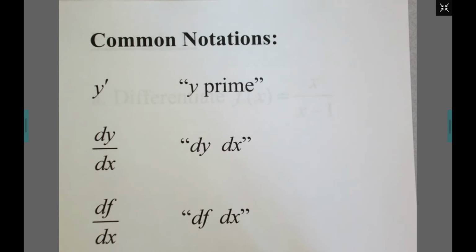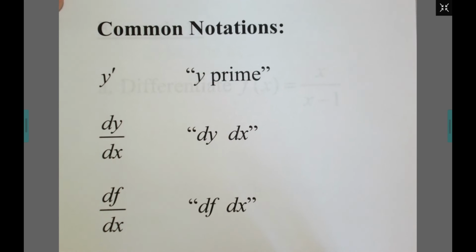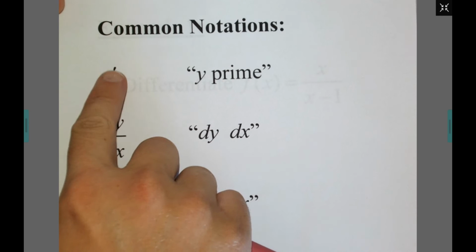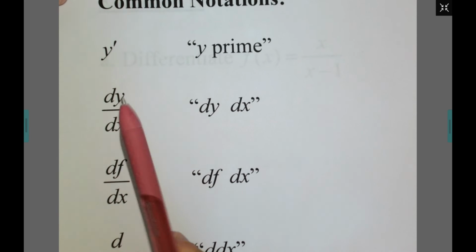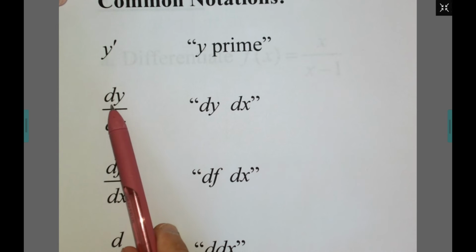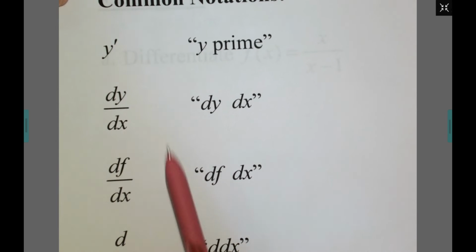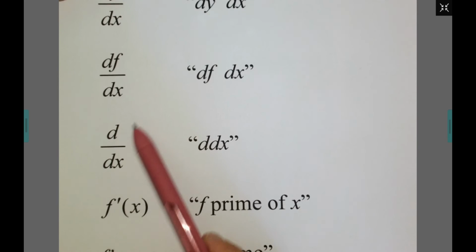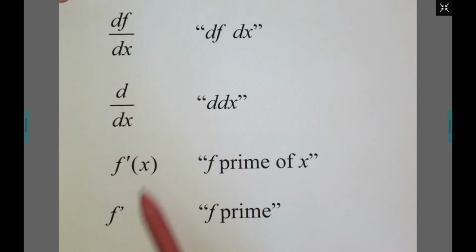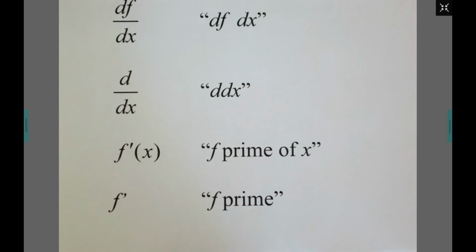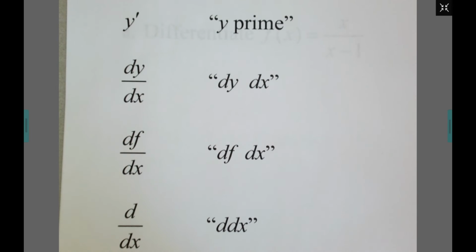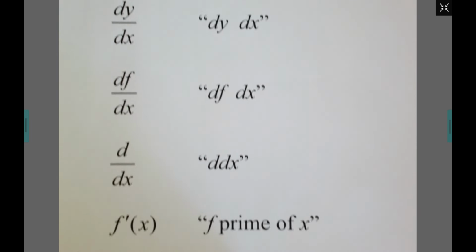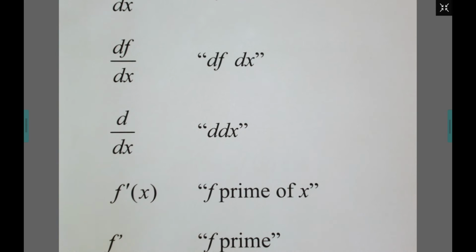These are all common notations for a derivative. You need to be familiar with them. Again, apostrophe, that is y prime. Apostrophe, dead giveaway, we're taking a derivative. We have dy dx, so think of the d as the derivative of y with respect to x. df dx, d dx, f prime of x, or just flat out f prime. Any single one of these tells you that you're taking a derivative or that you are dealing with a derivative function. And we need to know that.